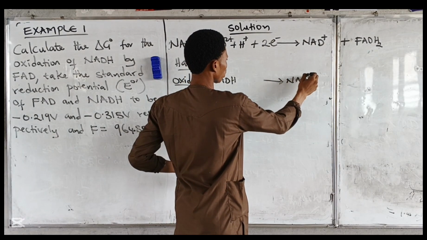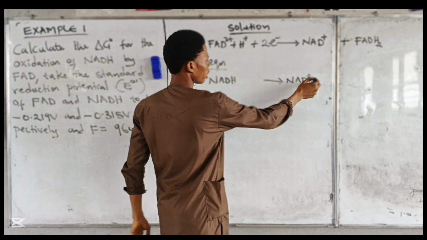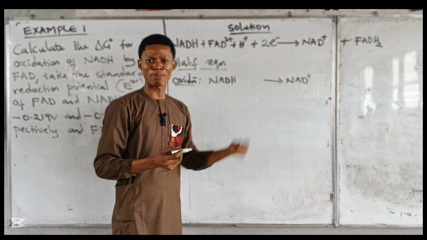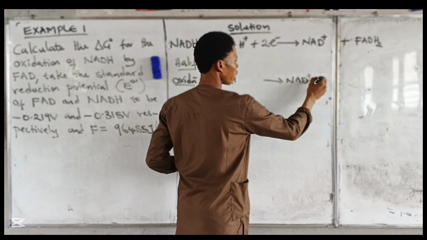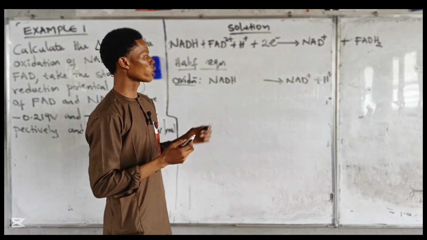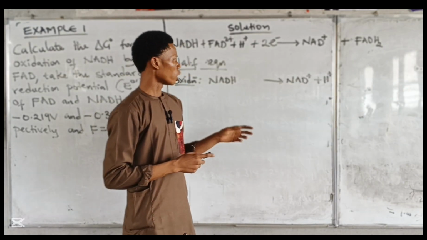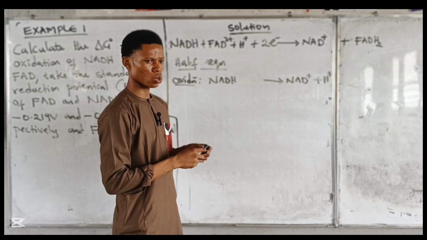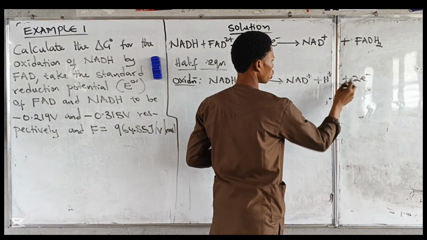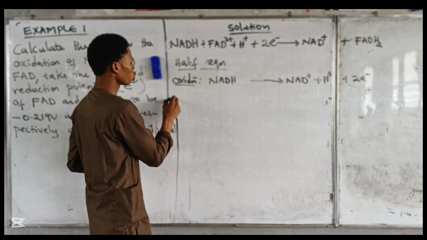NAD plus. But this is not balanced, is it not? Hydrogen is not balanced. So what do I do here? This one has hydrogen, here there's no hydrogen. So how do I balance it? I add one hydrogen here, right? What's not balanced? The charge is not balanced, right? The total charge we have here is what? And the total charge we have here is what? So I can add 2 electrons here, right? So that these two will cancel the effect of these two. It's balanced now. Now the reduction.